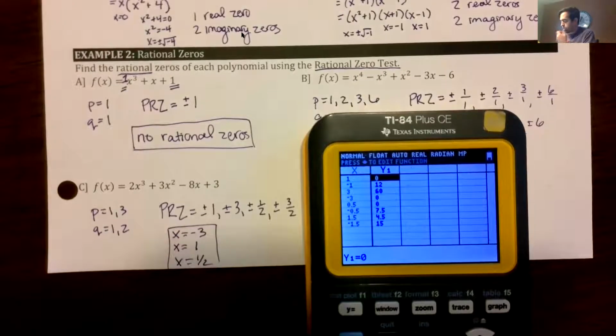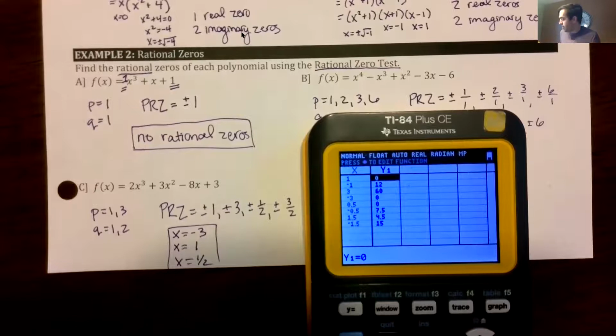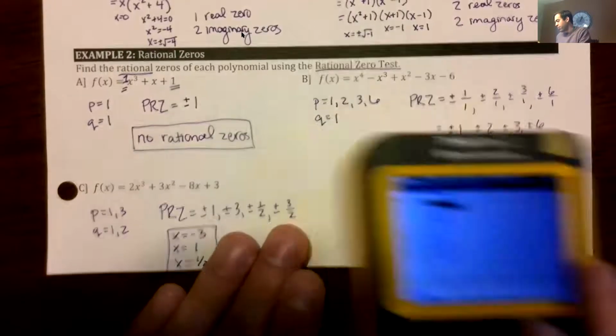Okay, so that is how you do the rational zero test. Please keep in mind that sometimes there are a gazillion different possibilities, because if you have a lot of p's and a lot of q's, you have to pair them all up. And speaking of that, let's take a look at example 3.